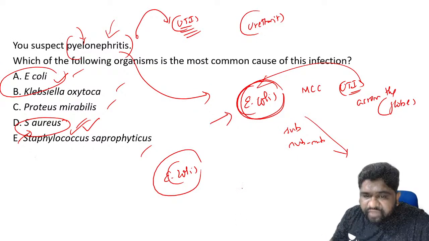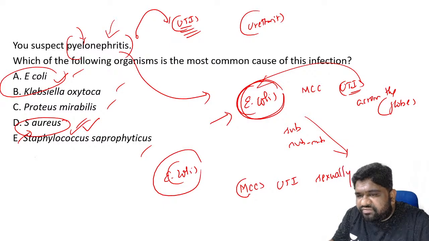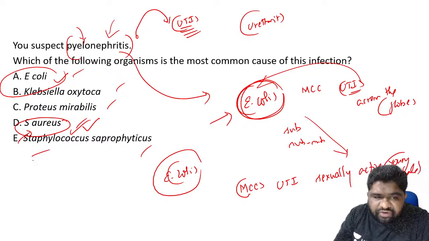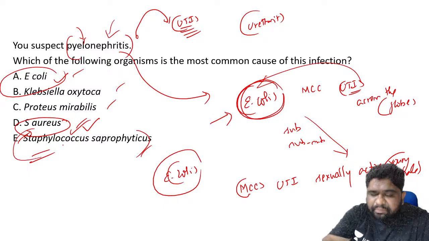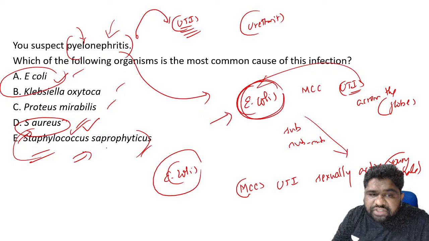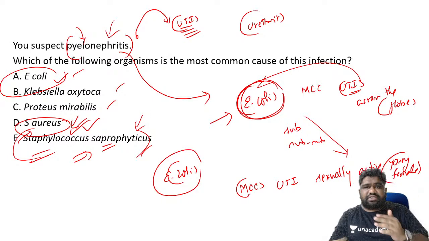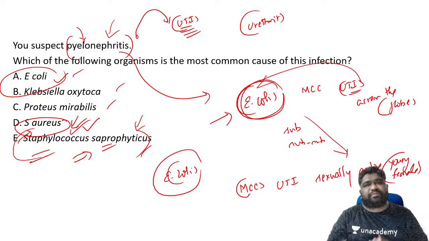And if you think about the most common organism causing UTI in a sexually active young female, among gram-positive organisms, it is Staphylococcus saprophyticus. If they mention that this pyelonephritis is because of a gram-positive organism, then you can think of Staphylococcus saprophyticus. So prior instrumentation, think of Staphylococcus aureus. If the sexual activity is the reason for this infection, then think of saprophyticus. Let me explain how.